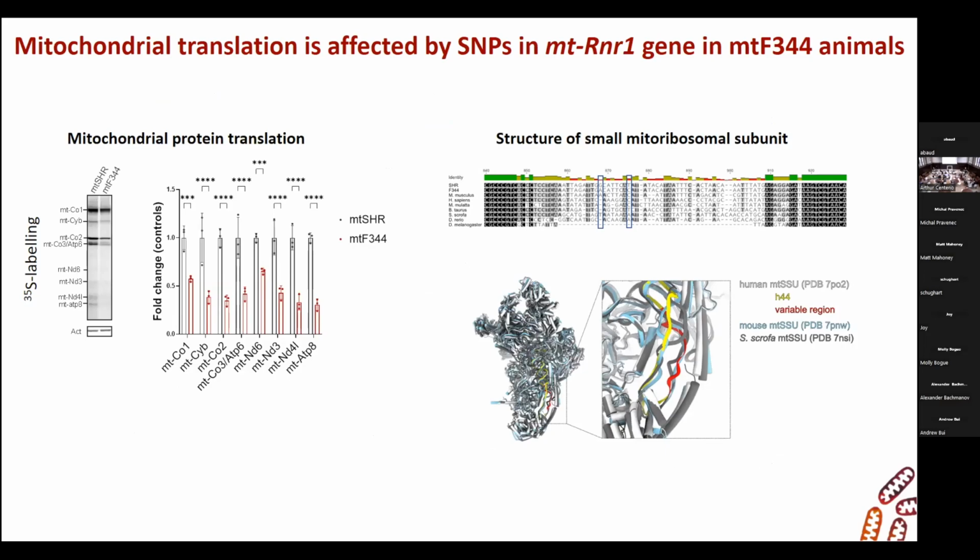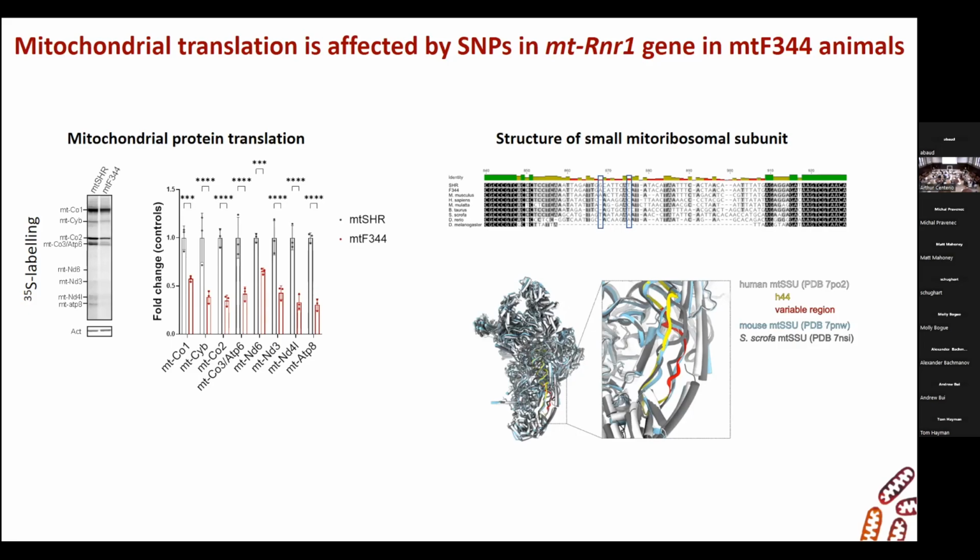To further test this possibility, we performed an in vivo, actually it is an ex vivo, experiment with radioactively labeled methionine in rat skin fibroblasts derived from conplastic and SHR rats to assess the efficiency of mitochondrial translation. As can be seen, the amount of newly translated mitochondrial-encoded protein was significantly decreased in conplastic animals. This affected all evaluated subunits, which indicates a generalized drop in mitochondrial protein synthesis.